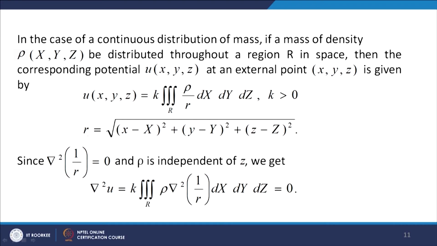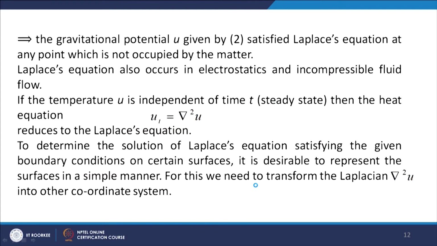Now, here we have r equal to the square root of (x minus x′) whole square plus (y minus y′) whole square plus (z minus z′) whole square. Since del square of 1 by r equals 0 and rho is independent of x, y, z, we get del square u equal to k times the integral over the region of rho del square 1 by r dx dy dz, which equals 0. This implies that the gravitational potential u given by 2 satisfies the Laplace equation at any point which is not occupied by the matter. Laplace equation also occurs in electrostatics and incompressible fluid flow.